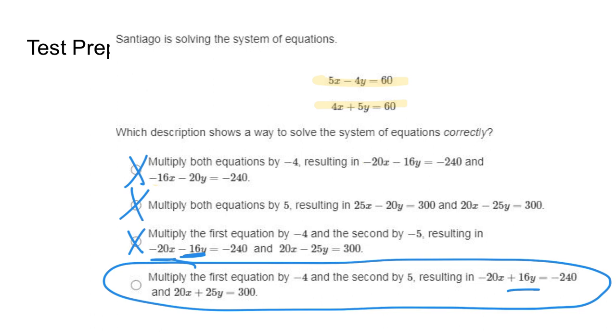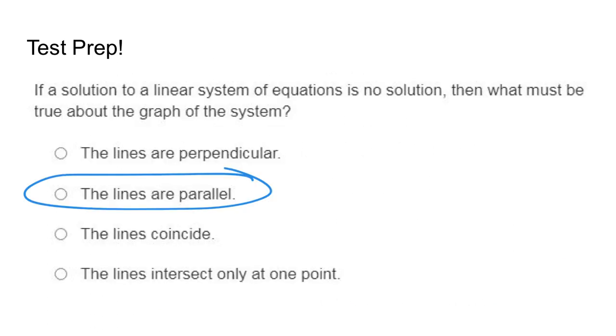Now, this one asks you where you end up with no solution. And remember, no solution means they never cross. Lines that never cross are parallel. If you see this word coincide, that means the same. So that would be infinite solutions, would be coinciding lines. That means they're the same line. But parallel is no solution. So we needed answer choice B there.